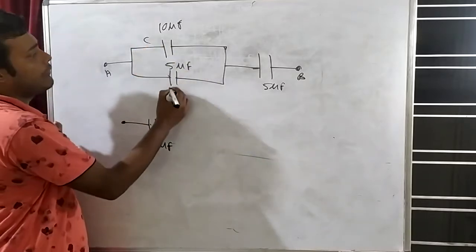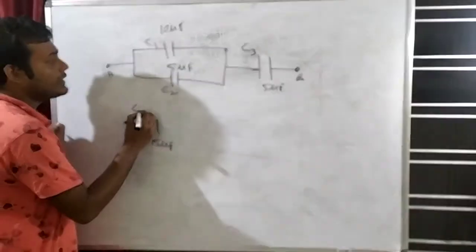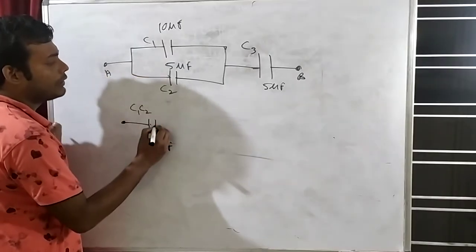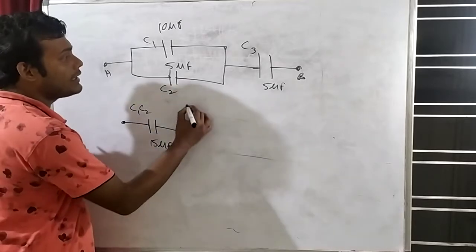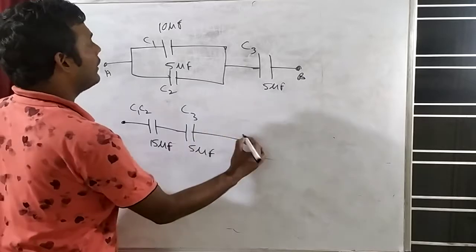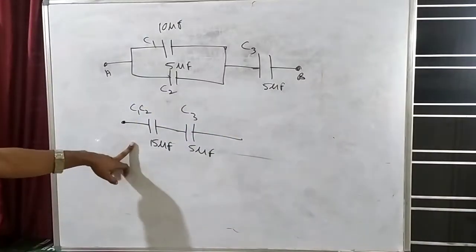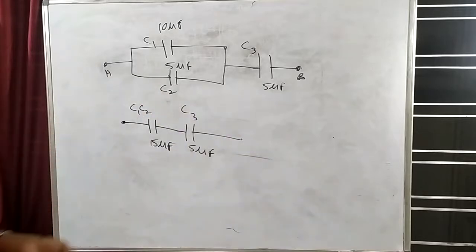So the equivalent capacitance is 15. Let's say this is the C1 capacitor, this is the C2 capacitor, and this is the C3 capacitor. So this is the equivalent of C1 and C2, and this is our C3 capacitor. The C3 capacitance is 5 microfarad. Clear? How did we get 15 here? This C1 and C2 are in parallel, and for parallel, what will be the formula?